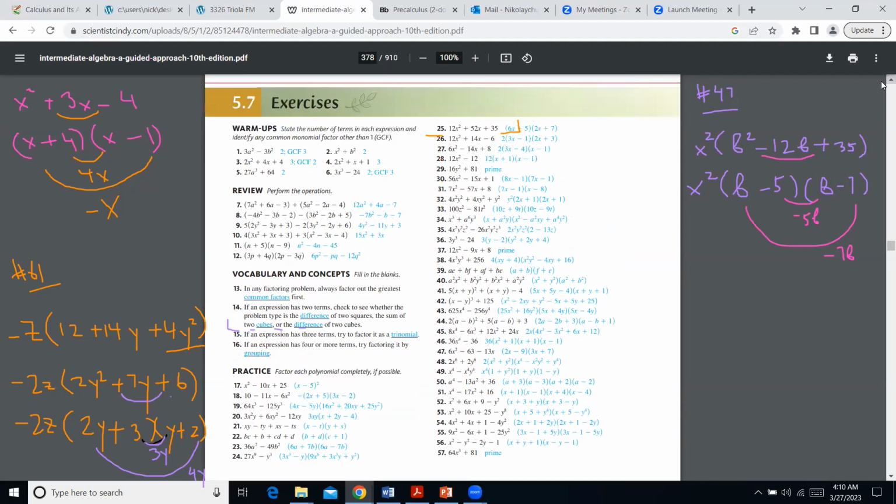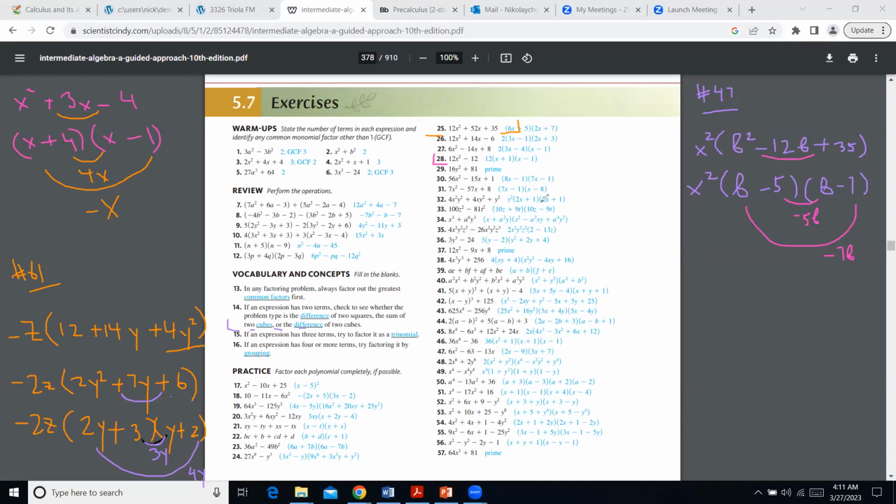So I'd like to look at section 5.7 that says summarize all of the factoring strategies. So it just keeps on factoring some more exercises, and it just gives us the ability to do more practice here.